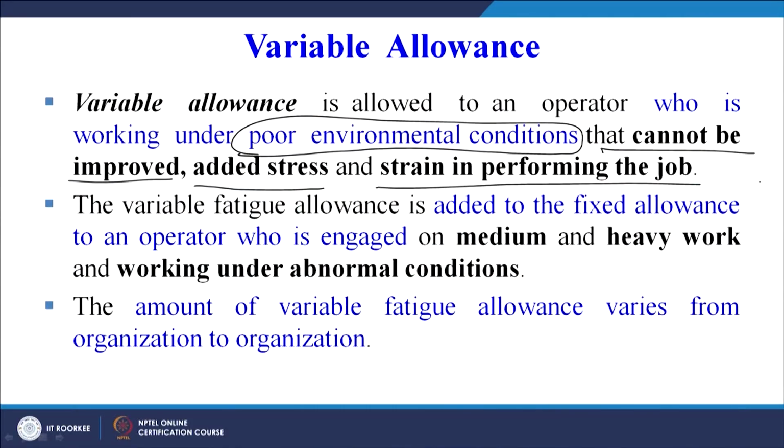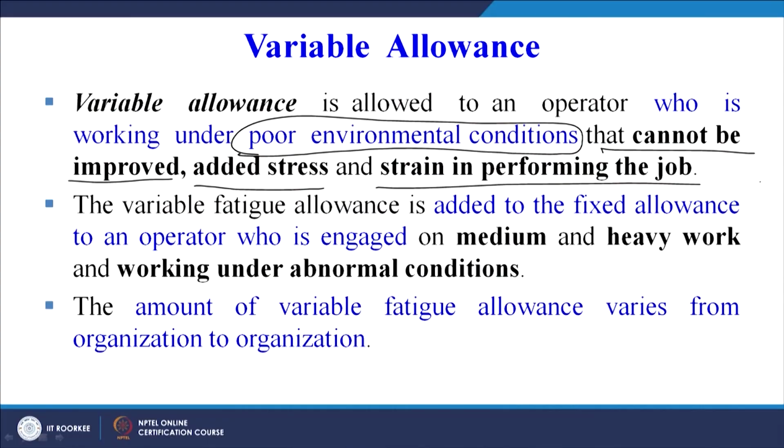For example, you are melting a metal, so obviously the temperature has to be high in that environment. It is a process requirement, so you cannot improve that. That adds stress and strain in performing the job. There are two types. Sometimes the physical conditions are detrimental. In the second case, the conditions are very stressful and may cause mental strain. In those conditions, we would like to provide a variable allowance, and because it is variable, the range will be very wide for the worker in order to calculate the standard time.